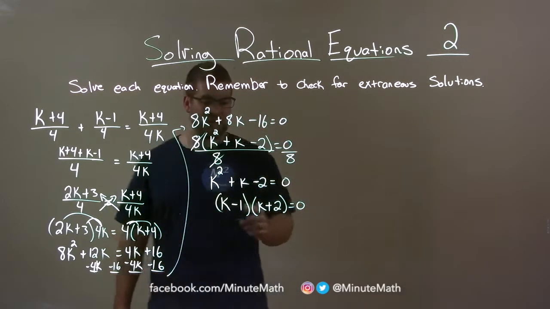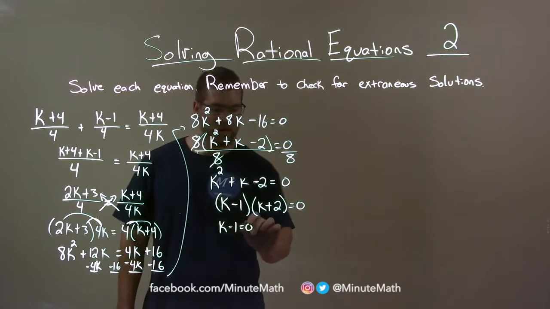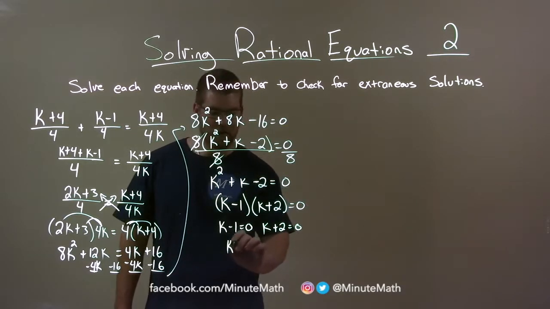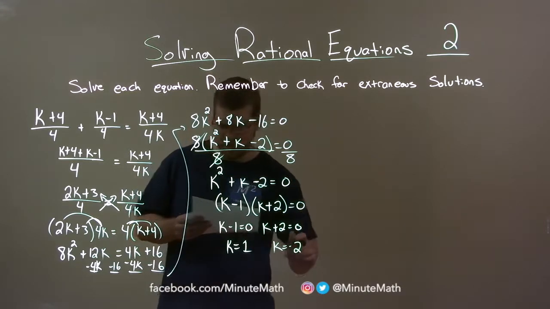And so now it's pretty simple. Set each one individually equal to 0. k minus 1 equals 0. k plus 2 equals 0. And so we have a final answer of k equals 1, and k equals negative 2.